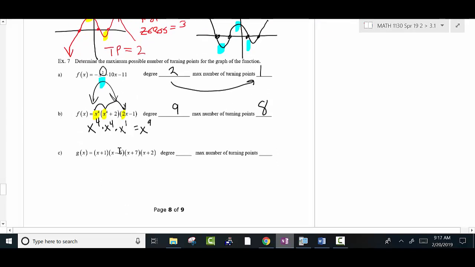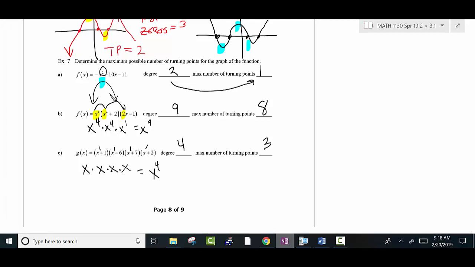By the same logic, can you tell me what the degree of the next one is? That's 4. So again, you're just doing x times x times x times x, which is x to the 4th. That would give you 3 turning points. Remember, you're just adding up the highest exponents on each factor to get the degree.